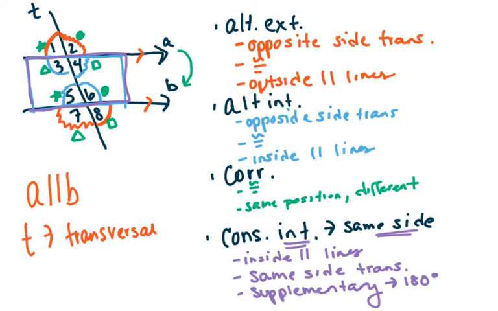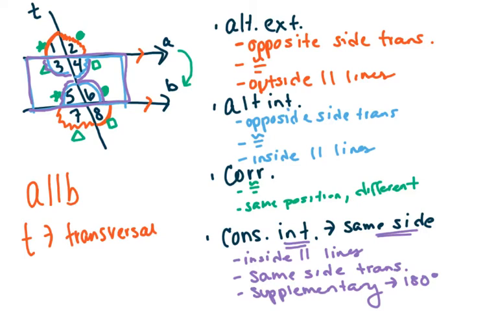So now, angle 4 and angle 6 would be consecutive interior angles. They're on the same side of the transversal inside my parallel lines. And the same thing would go with angle 3 and angle 5. Again, they're on the same side of the transversal inside my parallel lines. So they're the 4 main angles that you need to worry about right now.